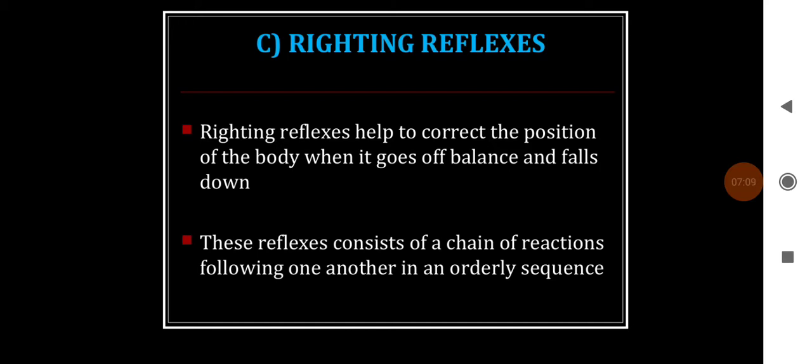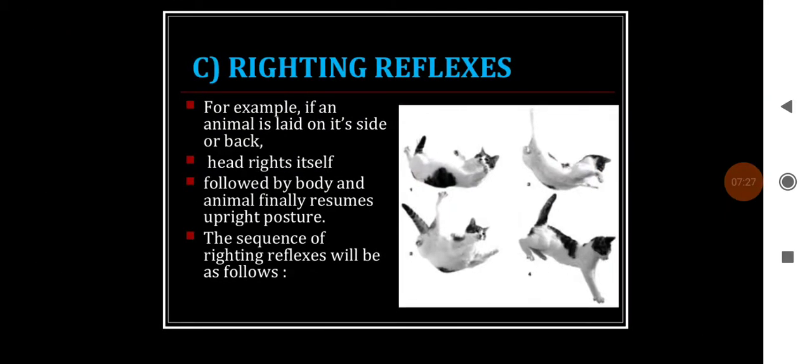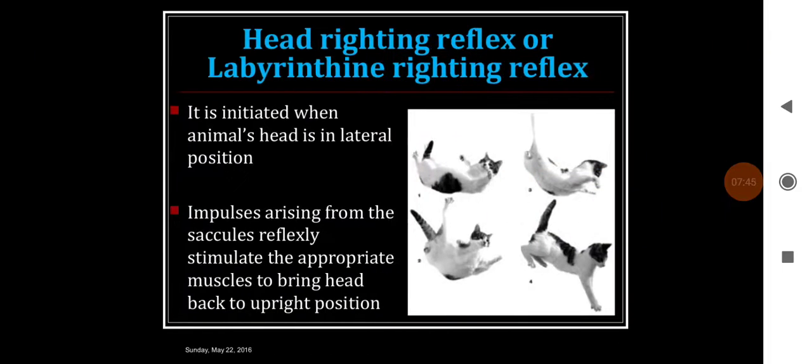The righting reflexes. The righting reflexes help to correct the position of the body when it goes off balance and falls down. These reflexes consist of a chain of reactions following one another in an orderly sequence. For example, an animal is laid on its side or back. The head always rights itself, followed by the body, and the animal finally resumes its upright posture. The sequence of righting reflexes will be as follows.